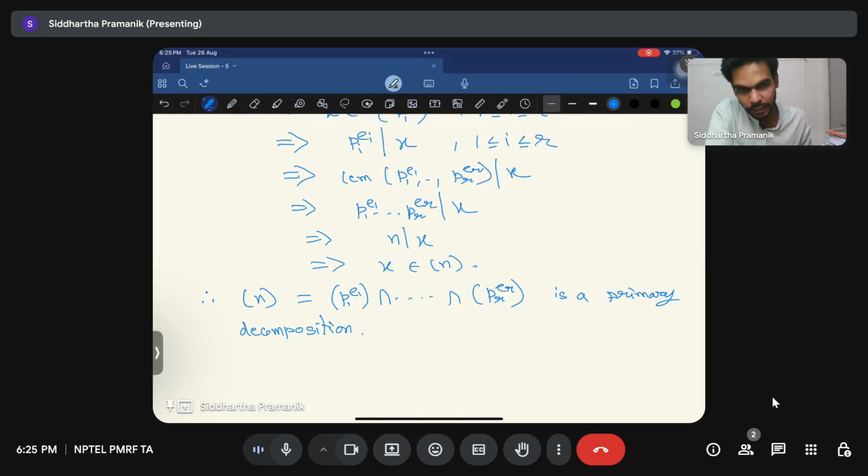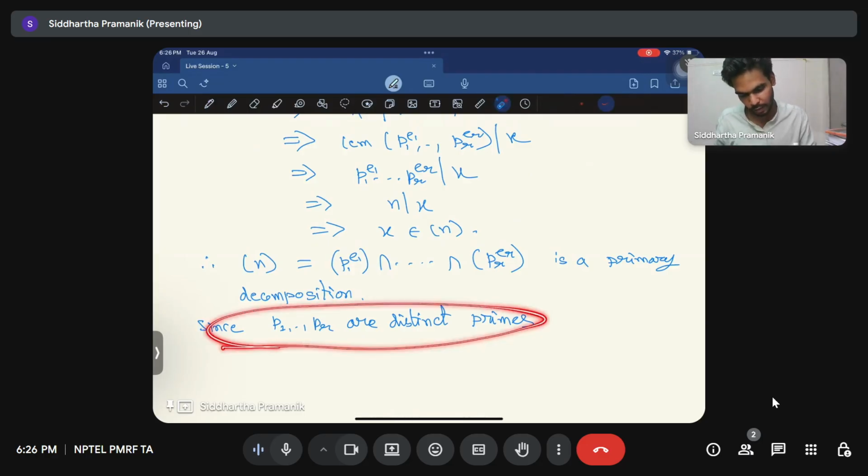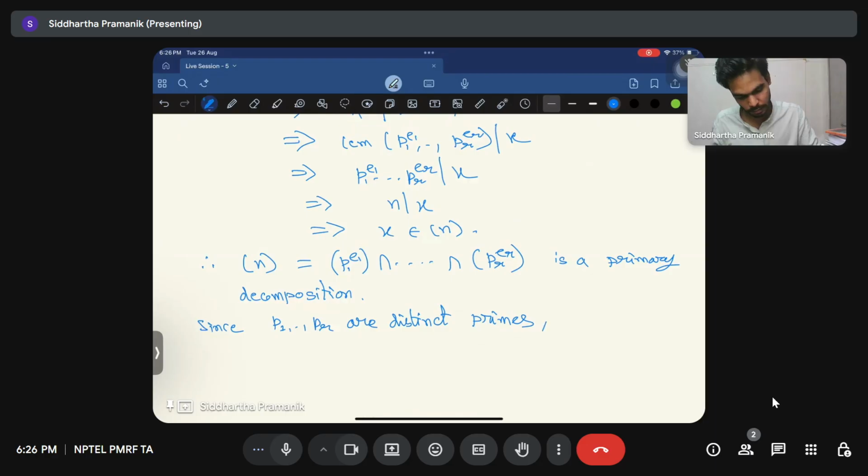Now we need to prove that it is an irreducible or minimal primary decomposition. Since P1 up to PR are distinct primes, we cannot remove any ideal in this intersection. This has to be a minimal primary decomposition.